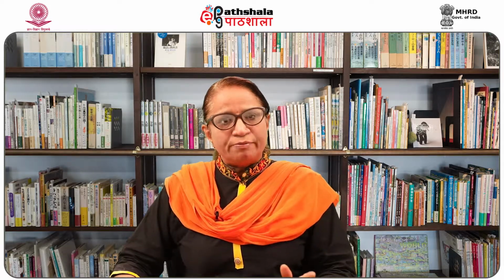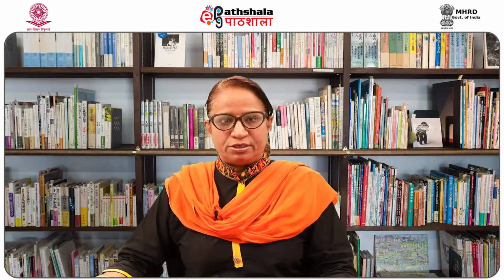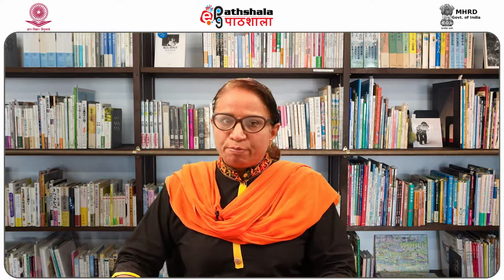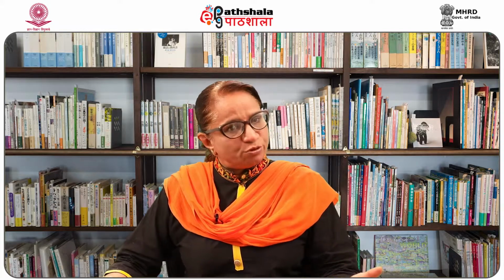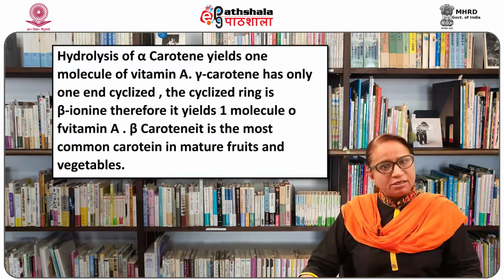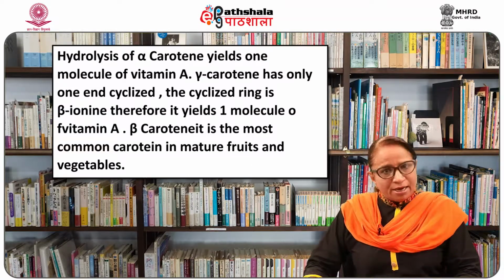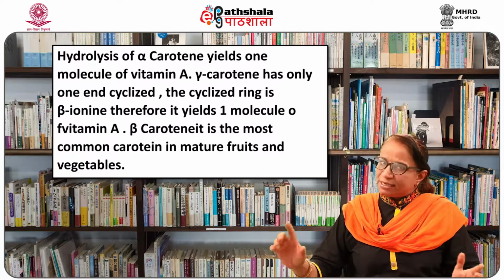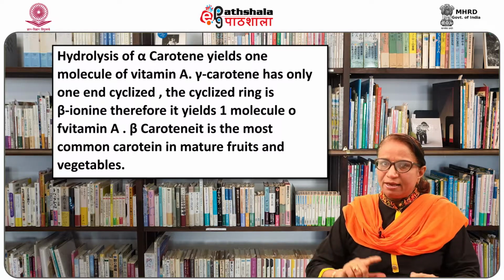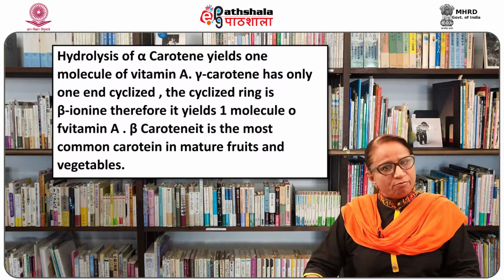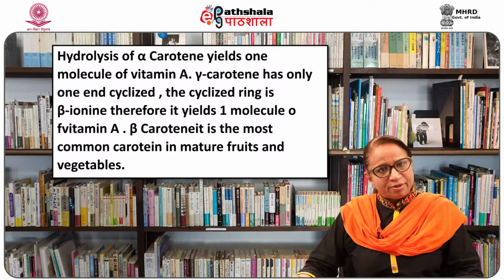Alpha-carotene is found in matured green leaves. Alpha-carotene and beta-carotene are found in a proportion of 1:9 in mature leaf. Hydrolysis of alpha-carotene yields 1 molecule of vitamin A. Gamma-carotene has only one end cyclized. The cyclized ring is beta-ionone. Therefore, it also yields 1 molecule of vitamin A.